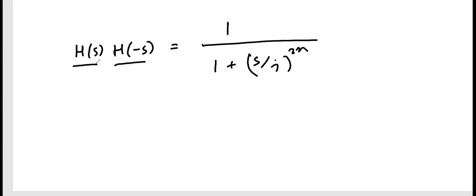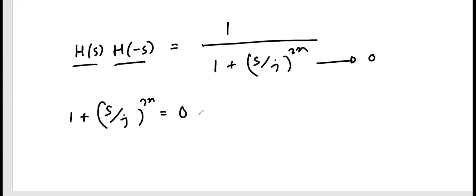To get the pole location, we make this equal to 0. So 1 plus S divided by j, whole to the power twice n, should be equal to 0. That will give us the pole location. From there, we can write S to the power twice n should be equal to minus 1 times j to the power twice n.